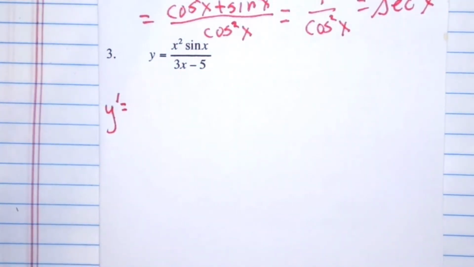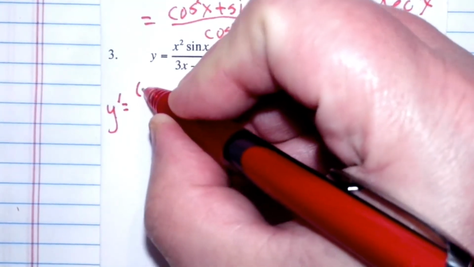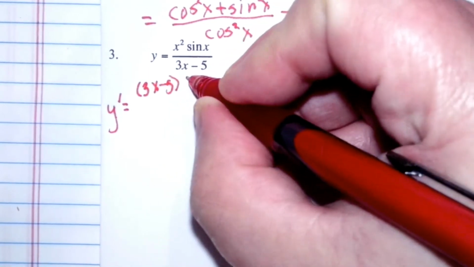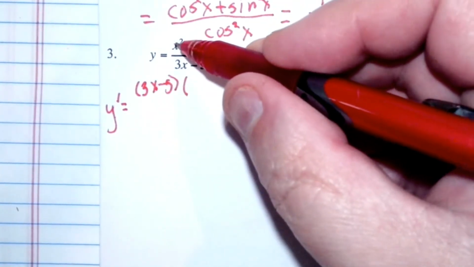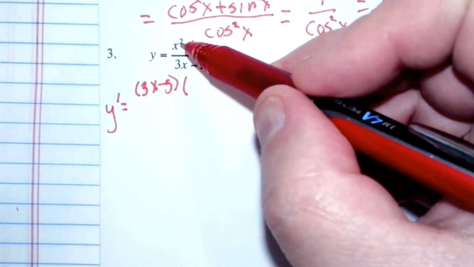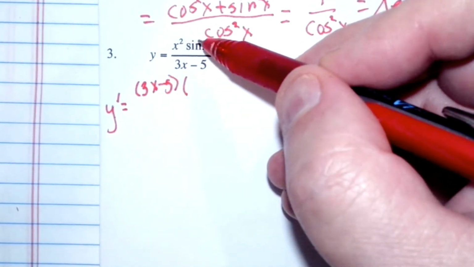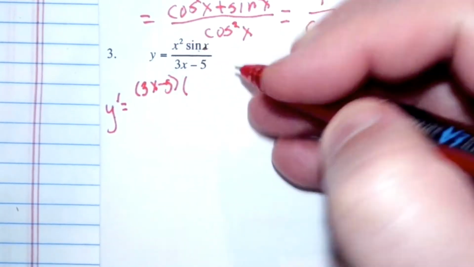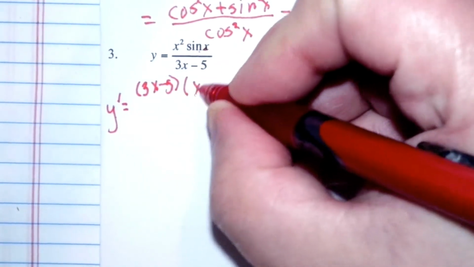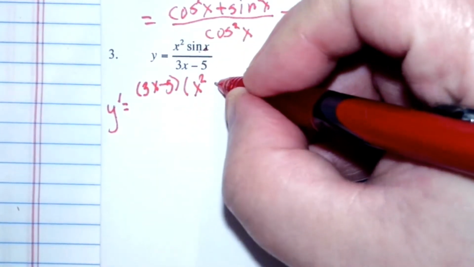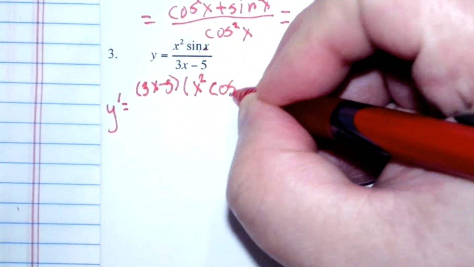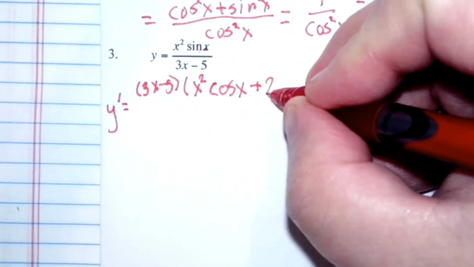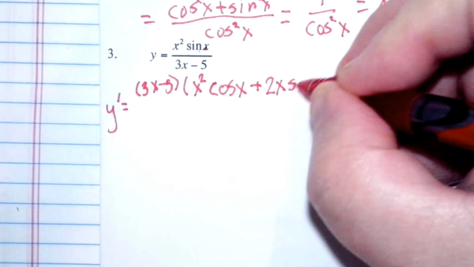All right. So what we need first is the denominator, 3x minus 5, and then we need to multiply that by the derivative of the numerator. So we want the first function times the derivative of the second, plus the second function times the derivative of the first. So that would be x squared times the derivative of sine x, which is cosine x, plus the derivative of the first function is 2x, and then multiply that by sine x.